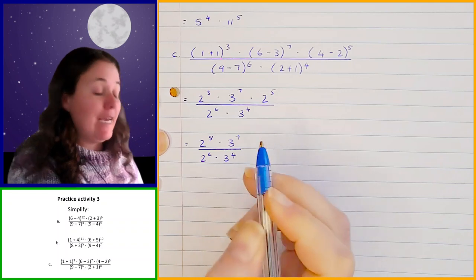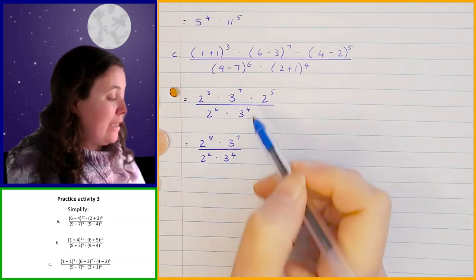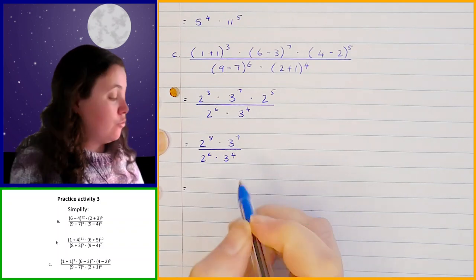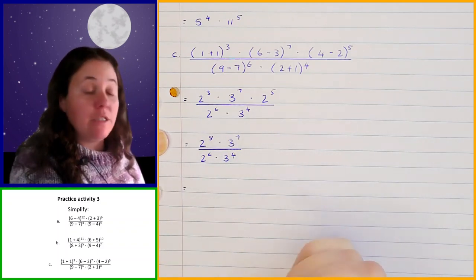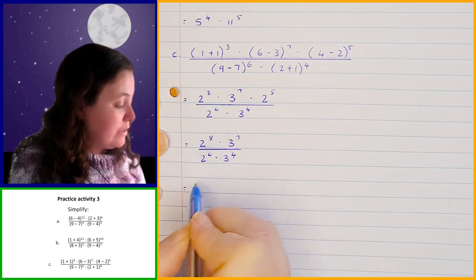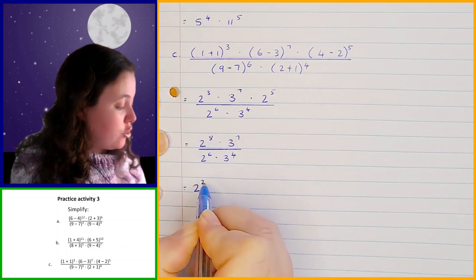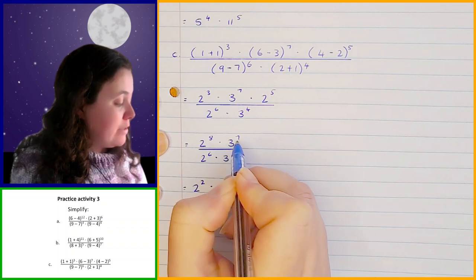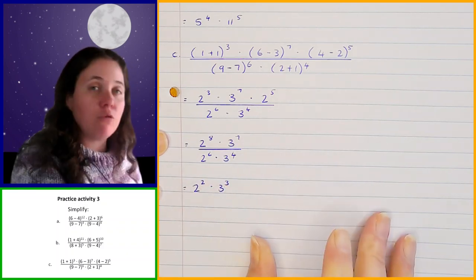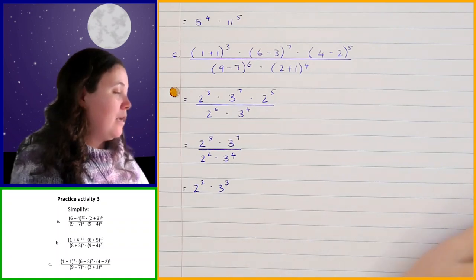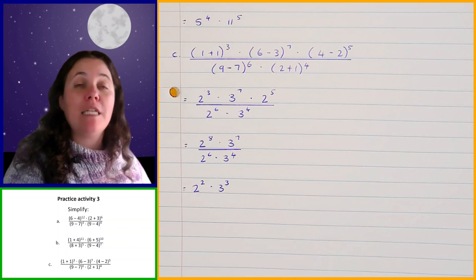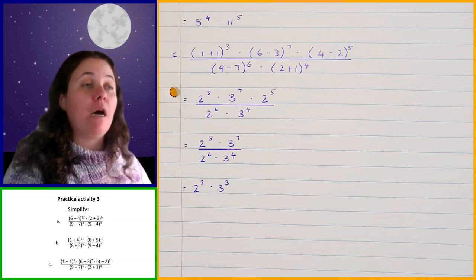Now remember, you can actually skip out this step. You can go straight from here to the final answer if you are confident using the rules, using multiplication and division together. Okay, so over here I now have my 2 to the power of 8 divided by 2 to the power of 6 gives me 2 to the power of 2 times 3 to the power of 7 over 3 to the power of 4 is 3 to the power of 3 by subtracting those exponents. Okay, so that's what we had to do when we have addition and subtraction inside the brackets for our bases.